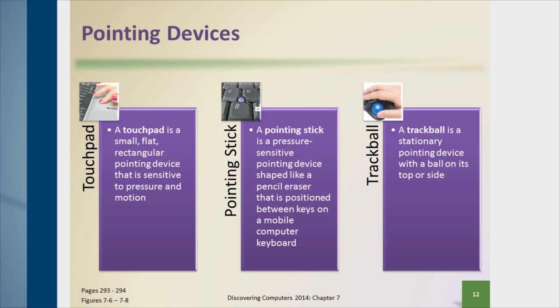Essentially, it's taking that ball mouse that we were talking about a moment ago and flipping it over on the other side, and you can manipulate the ball directly. So rather than moving the entire mouse, you simply move the ball. A trackball is designed for that purpose.